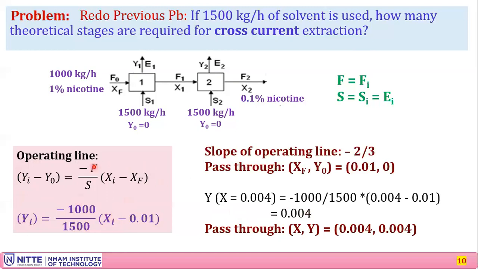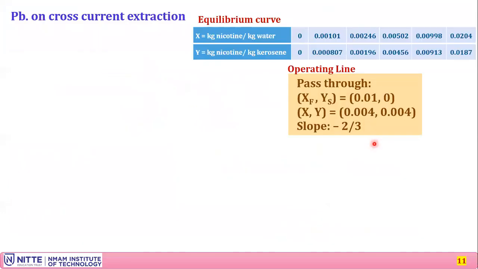So this operating line passes through 0.01, 0 and 0.004, 0.004. These 2 points you draw, connect them. It's a straight line with a slope minus 2 by 3. Let us see that.